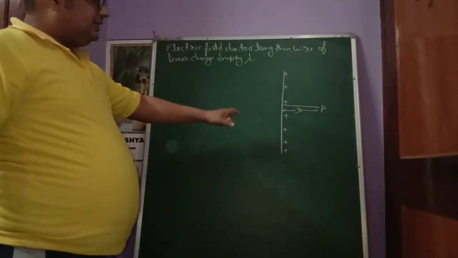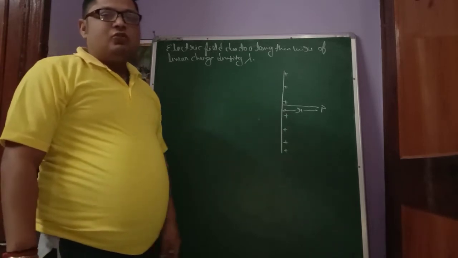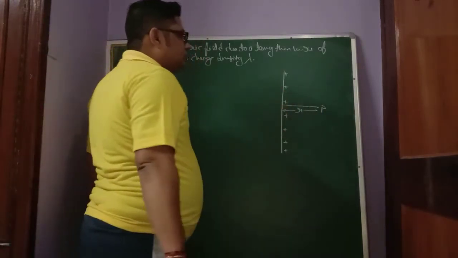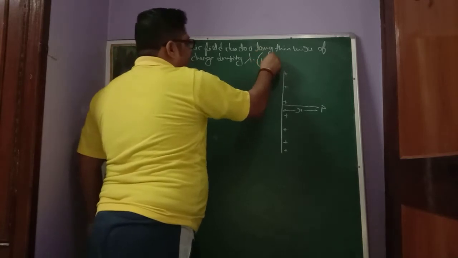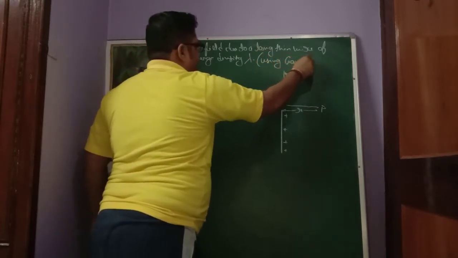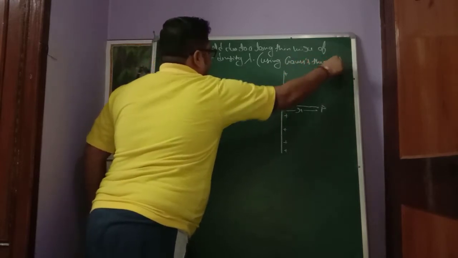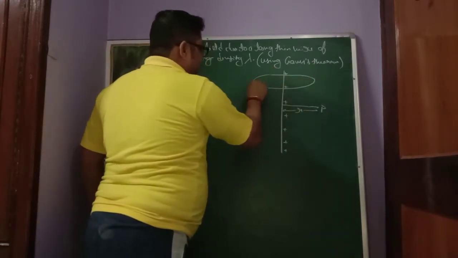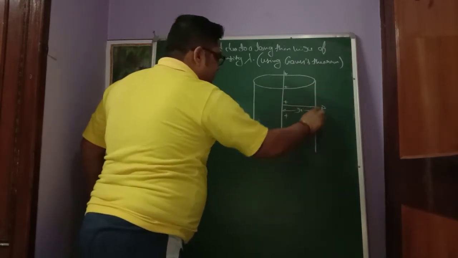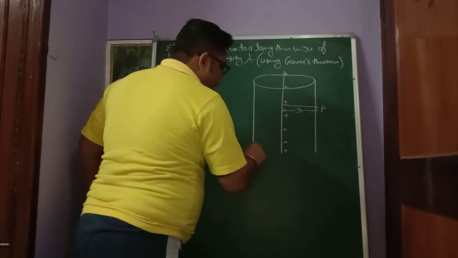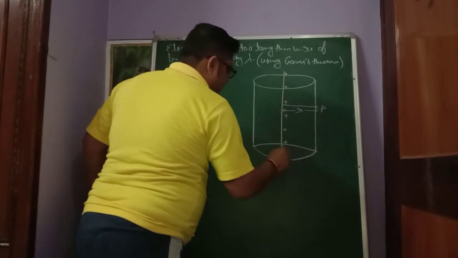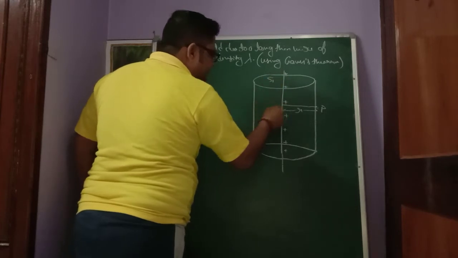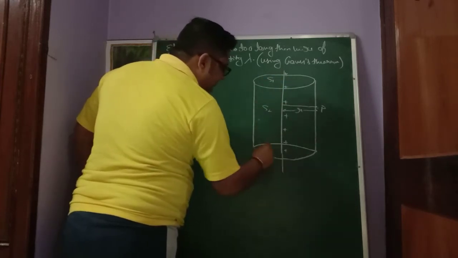Now for this, if we use Gauss theorem, it is very easy to solve. If we have to calculate the electric field using Gauss theorem, we have to assume a cylinder. This cylinder is the Gaussian surface around the wire, and suppose the point P is here. This is surface S1, this is the curved surface S2, and this is again a circular surface S3.